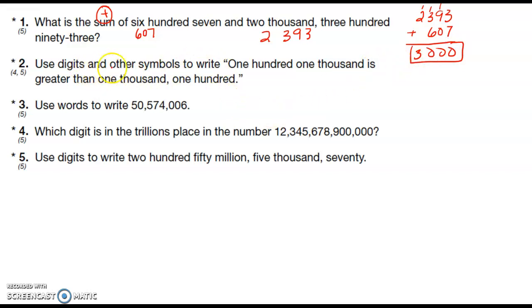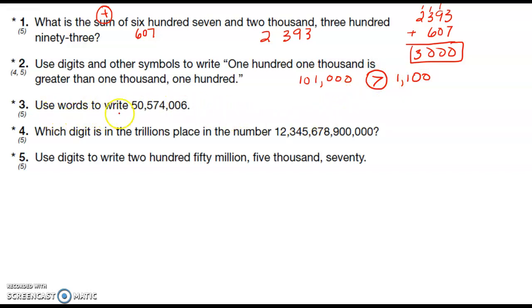Number 2 says use digits and other symbols to write 100, 1,000. So this is 101,000 is greater than 1,100. So when you see them written out like that, it makes a little bit more sense.